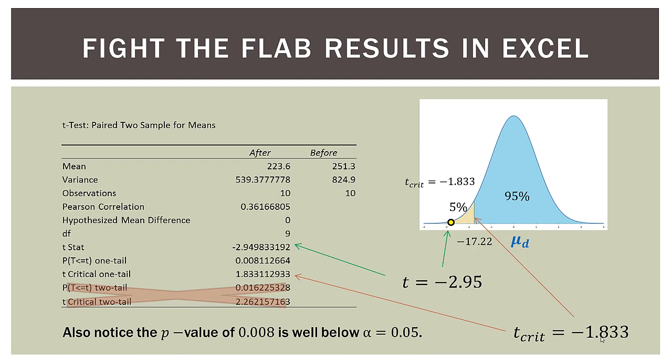Now, I will point out too that the p-value, as you can see here in Excel, is 0.0081126664, etc. Now, that is well below our alpha level of 0.05. So what Excel is telling us is that the probability to the left of our test statistic, to the left of our yellow circle, is 0.00811, or 0.8 of 1%. Now, our critical value was at 5%, so it's obviously lower. So that's another way to show that we should reject our null hypothesis.